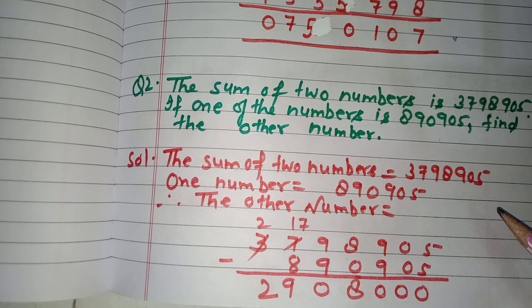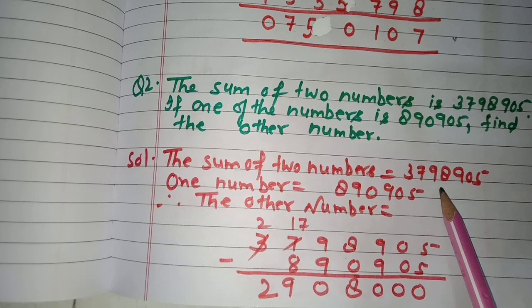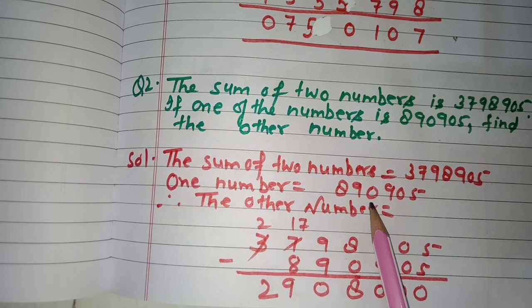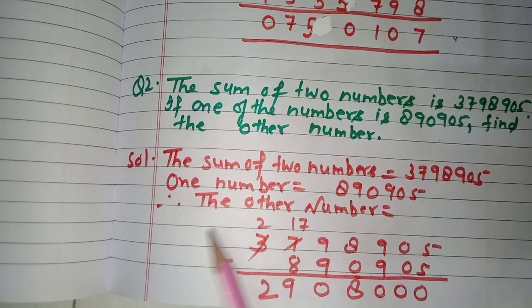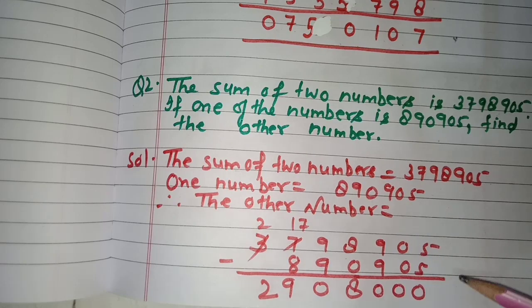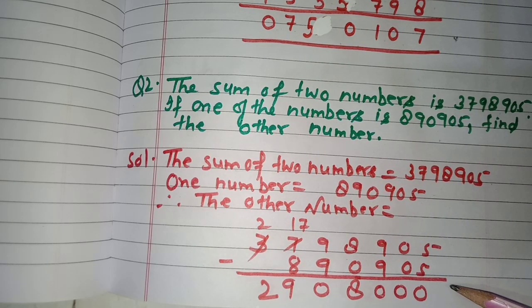By subtraction. So the sum of two numbers is 37,98,905. One number is 8,90,905. Therefore, the other number. So we need to subtract. The greater number we will write on the top, and the smaller number we will write at the bottom. So let us start the subtraction.